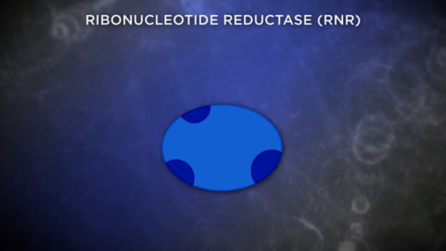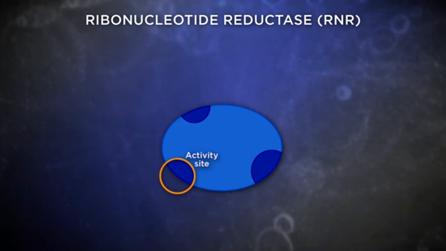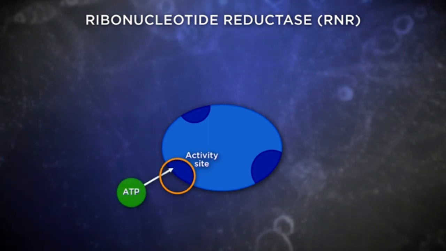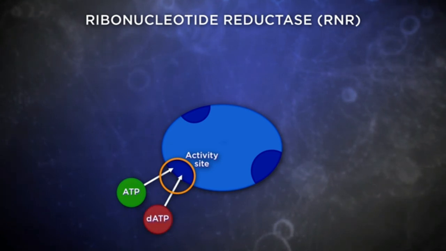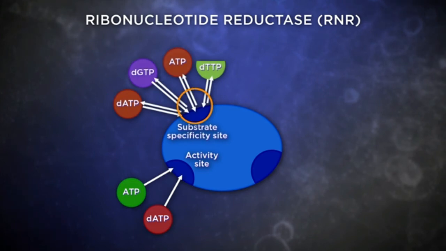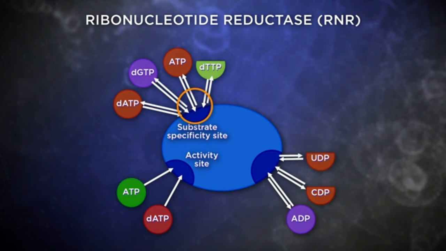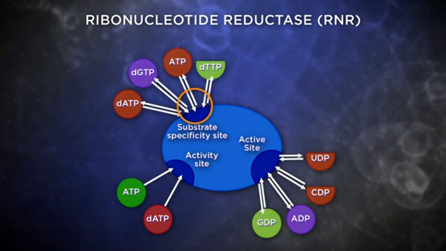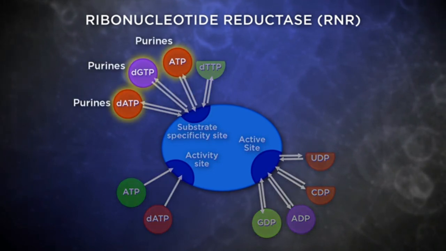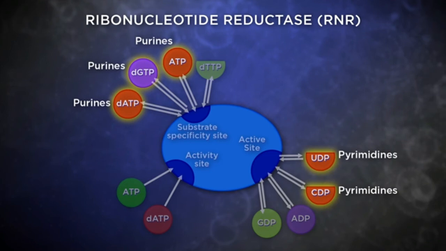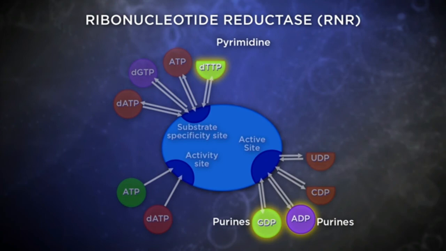Now, the enzyme has 2 allosteric sites. One is called the activity site, and it activates the enzyme if ATP binds, and it inactivates the enzyme if dATP binds. A second allosteric site, the specificity site, governs whether it is ADP, CDP, UDP, or GDP that is acted on by the enzyme. In general, binding of purines by the specificity site favors synthesis of pyrimidines, and vice versa, thus equalizing the amounts of purines and pyrimidines.